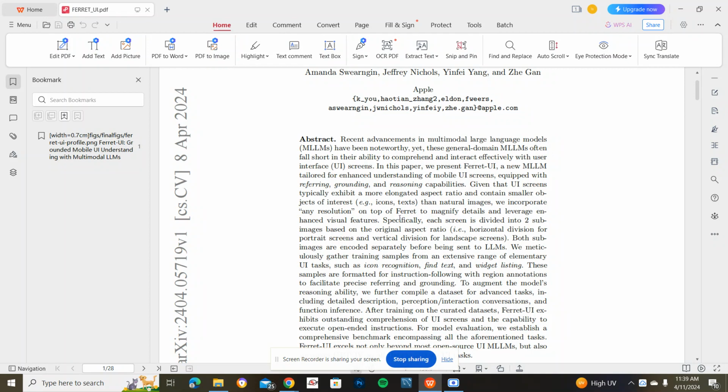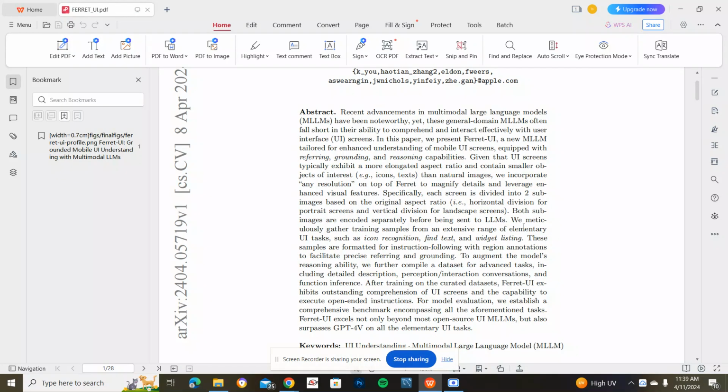And if it is a landscape, where length is greater than height, then they will divide it vertically, so they can have two same-sized sub-images. These two images that are created are sub-images, and they are encoded separately before being sent to the LLM.